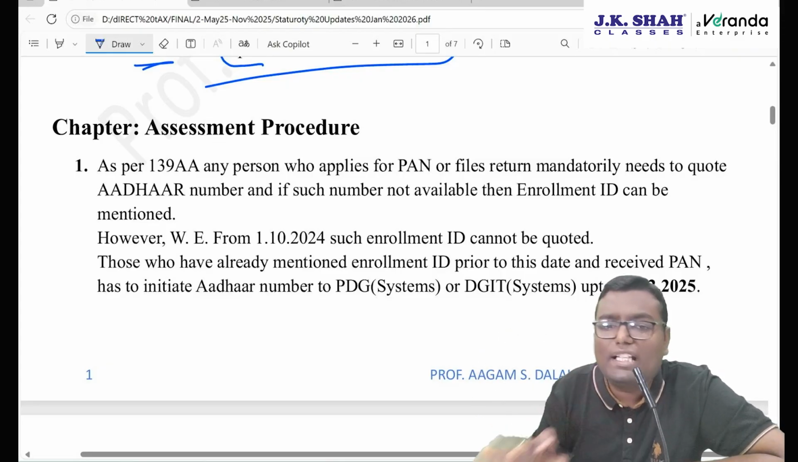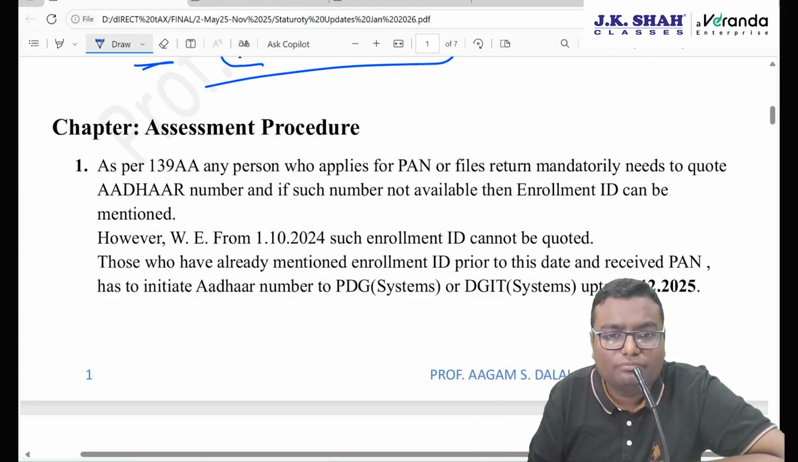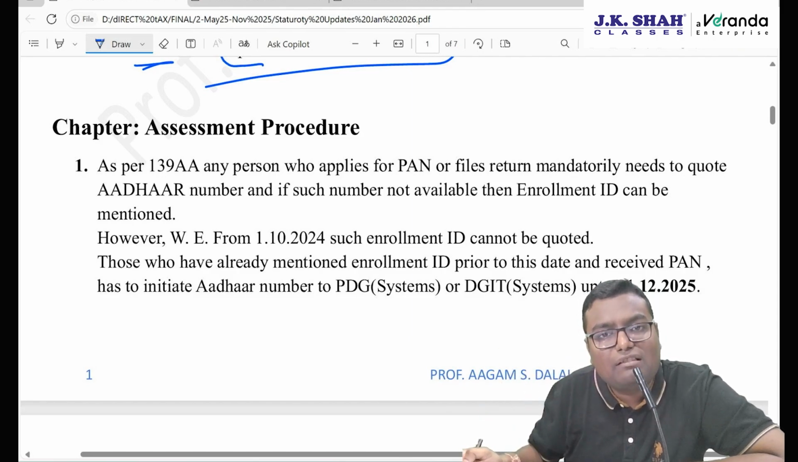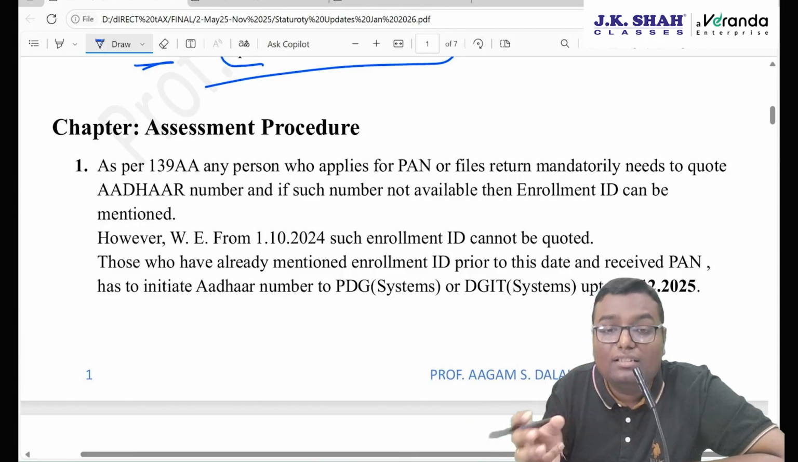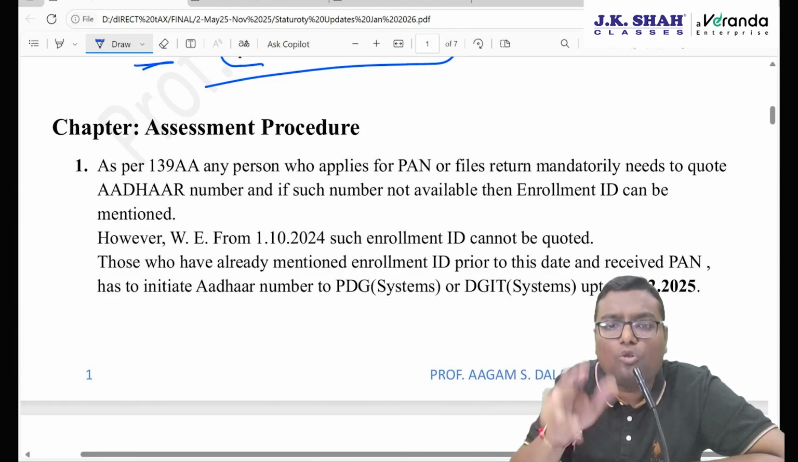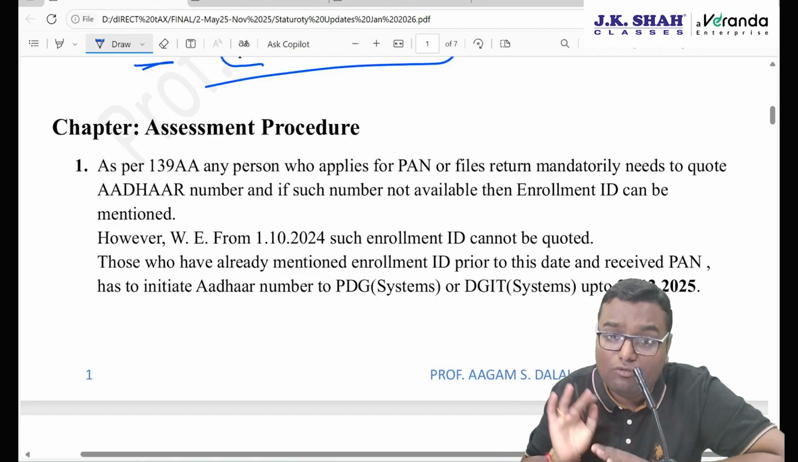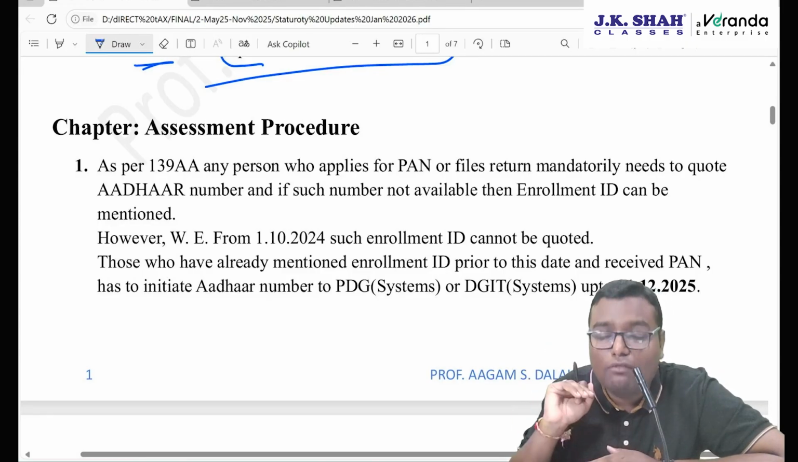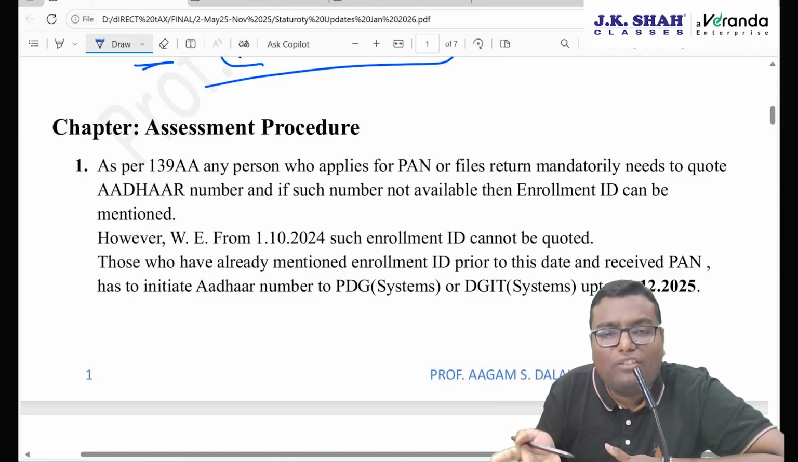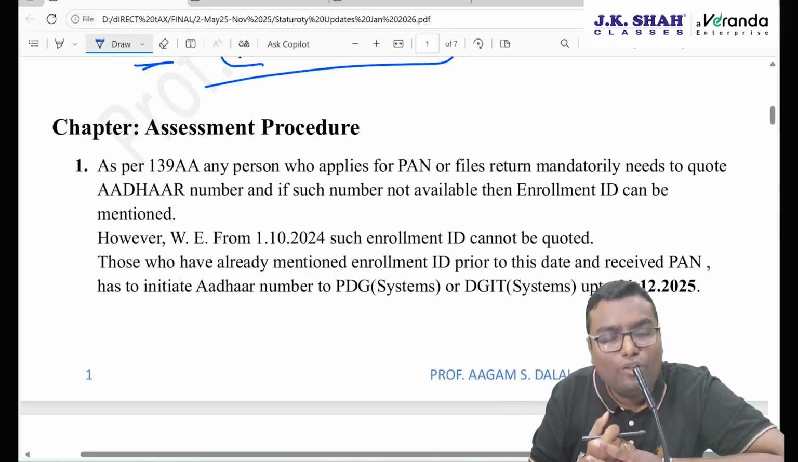Now what if I'm not having my Aadhaar number at that time? I have to go to the Aadhaar center first. I have to make an application for Aadhaar, and I will get one enrollment ID, a 28-digit enrollment ID. This enrollment ID I have to quote in the PAN card application or in the income tax return. It was allowed. I repeat, it was allowed, that instead of Aadhaar, you can mention your enrollment ID also.